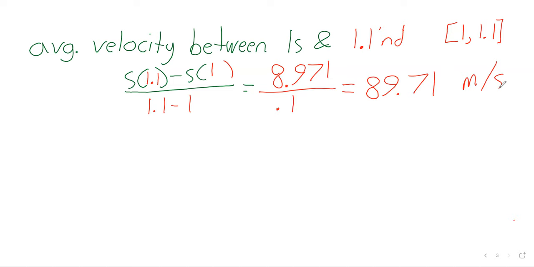If I want this approximation to be even better, what can I do? Go even closer to 1. Go even closer to 1. If I want this approximation to be better still, maybe I look at the average velocity over this interval.